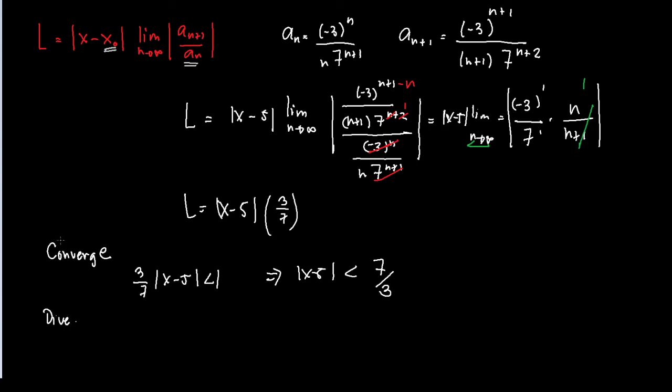Similarly, it will diverge if our ratio test is greater than 1. So transposing 3 over 7 to the other side will give us the conclusion that the power series will diverge when the absolute value of x minus 5 is greater than 7 over 3. Now ultimately, our radius of convergence from this information that we got is 7 over 3.